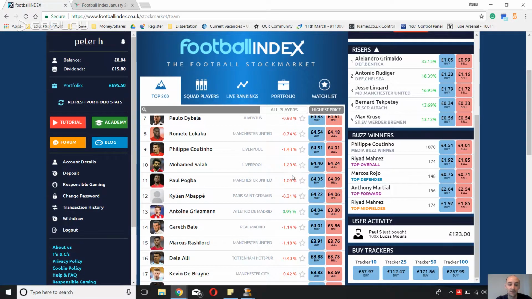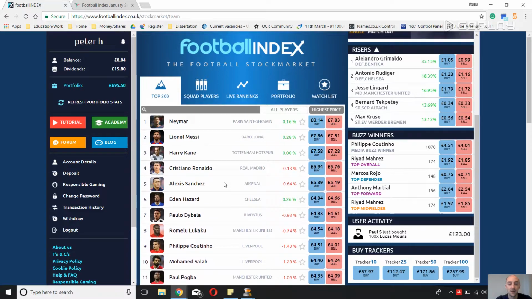For example, Salah, who's currently injured, is gone down minus 1.29%, which isn't a massive amount. You will also see Bale. There's a bit of uncertainty around him. People don't really want to buy him at the moment, so he's minus 1.14%. You can search for players up here in the search bar. You can sort the top 200 over here.